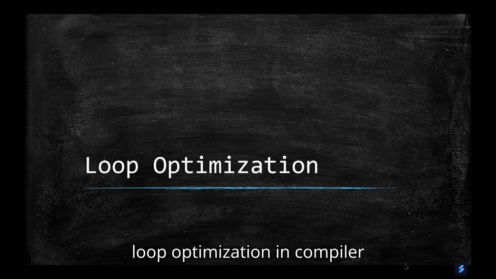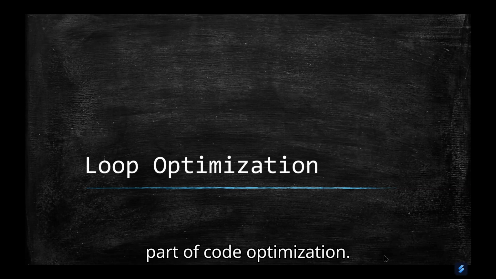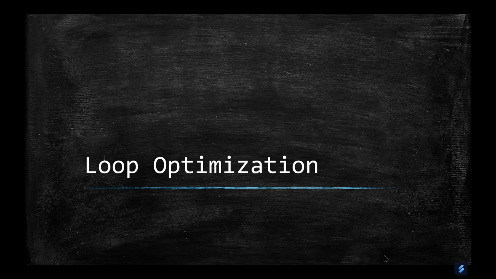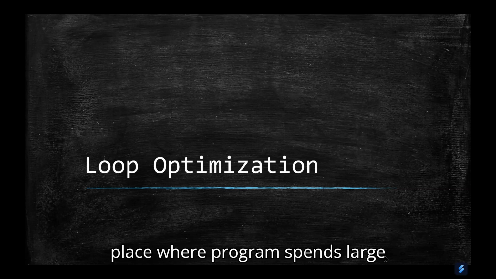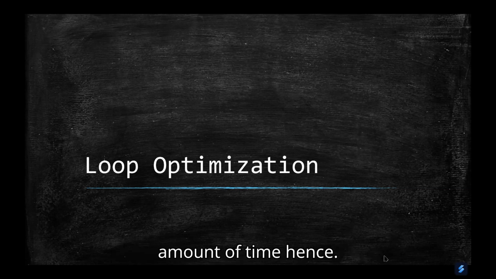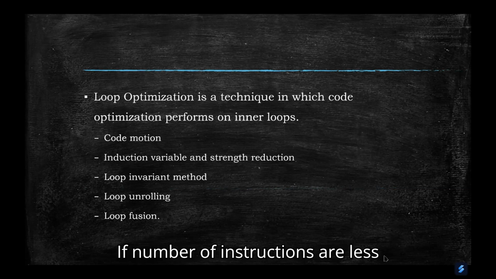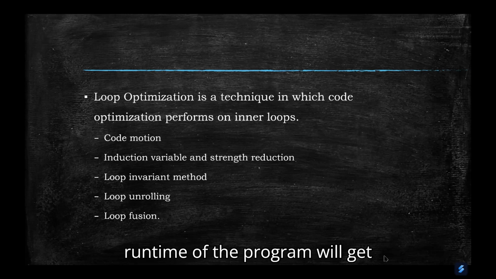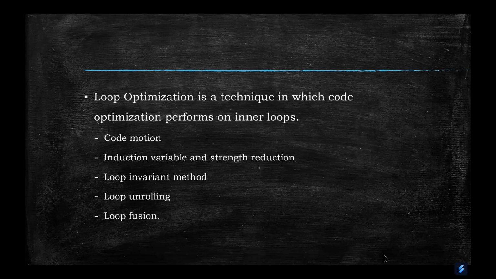Loop optimization in compiler design. In the part of code optimization, the code optimization can be significantly done in loops of the program. Specifically, inner loops are a place where the program spends a large amount of time. Hence, if the number of instructions is less in the inner loop, then the runtime of the program will get decreased to a large extent.